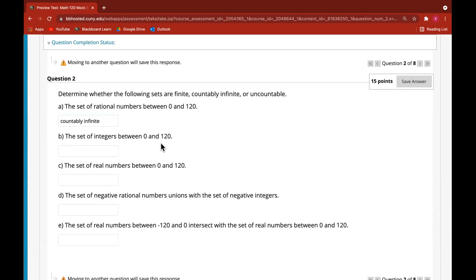Right, it will be finite. If we include 0 and 120, then there will be 121 numbers, so it's finite. We're able to tell exactly how many elements there are. Now next, what about the real numbers between 0 and 120?